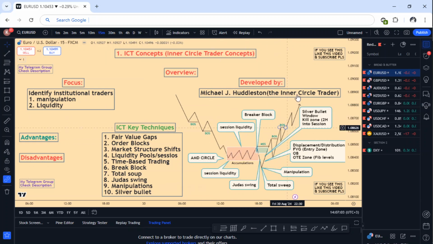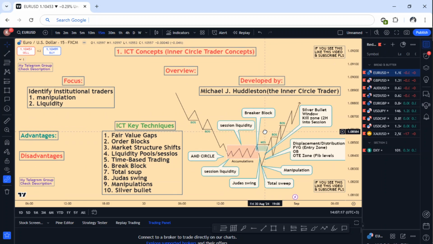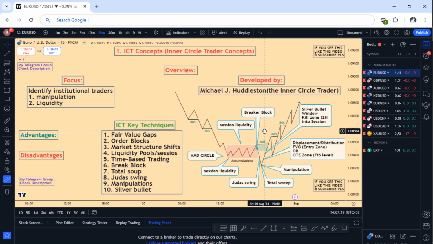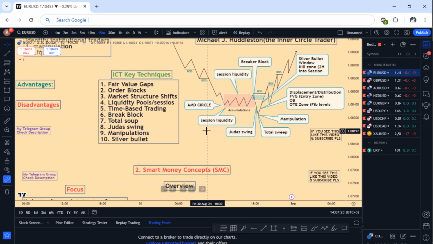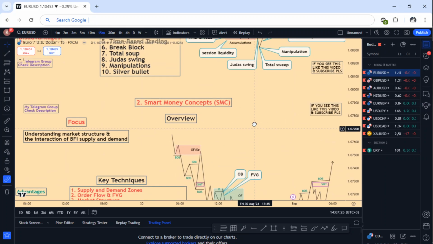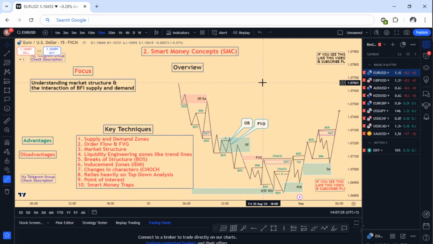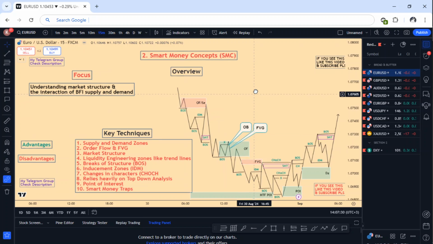If you go to the chart, you're going to see this several times in Asia, London Open and New York Open. You're going to see such kind of manipulation. So this is just a video to show you the difference. Go to the chart and look at this. Let's move to the next one, which is the smart money concept. So what about the smart money concept?